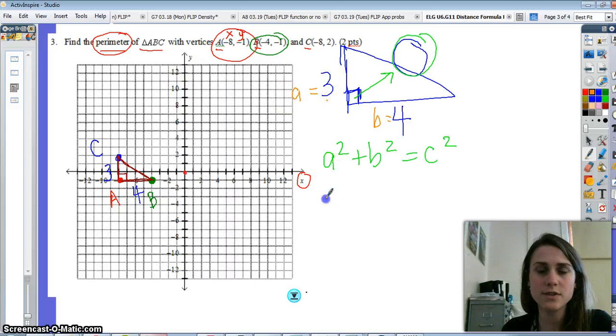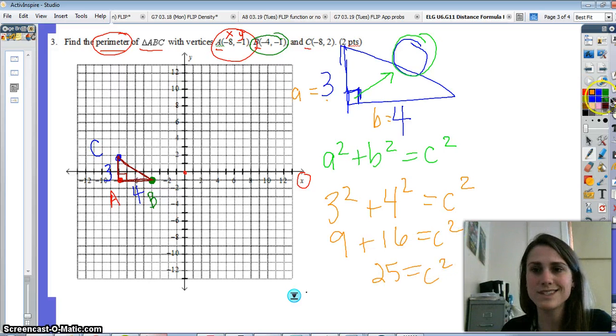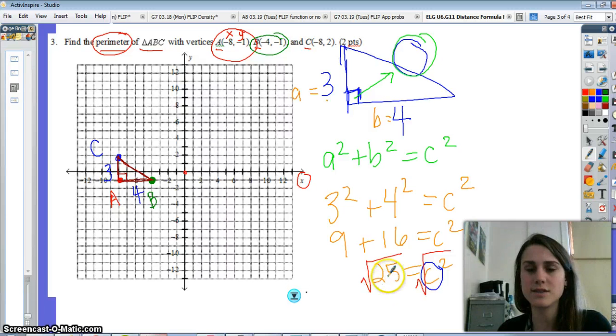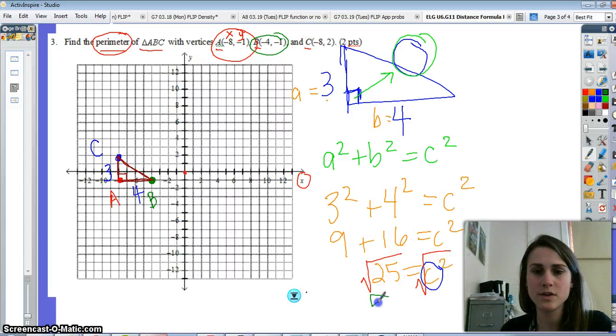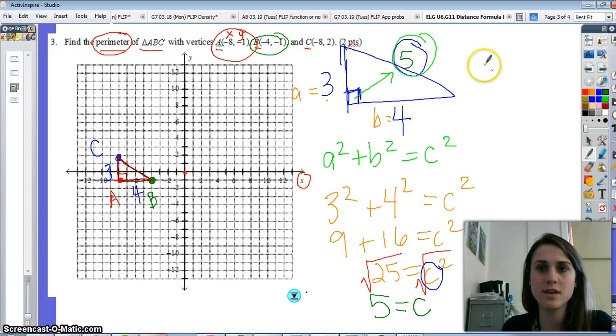So I'm going to say if A equals 3, then 3 squared plus, we're calling B 4, 4 squared equals C squared. 9 plus 16 equals C squared, 25 equals C squared. I don't want C squared, I want C. So I got to get rid of the squared, the opposite of squaring something is taking the square root. I have to take the square root of both sides because that's how you solve an equation. Square root of 25 is 5 equals C. So I now know that the hypotenuse is C.